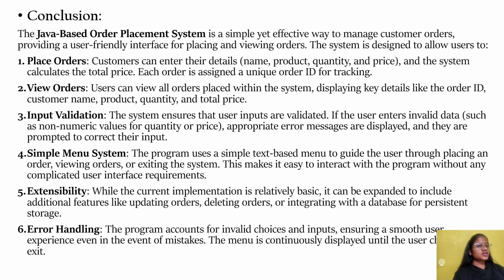View orders. Users can view all orders placed within the system, displaying key details like the order ID, customer name, product, quantity, and total price. Input validation. The system ensures that the user inputs are validated. If the user enters invalid data, such as non-numeric values for quantity or price, appropriate error messages are displayed and they are prompted to correct their input.